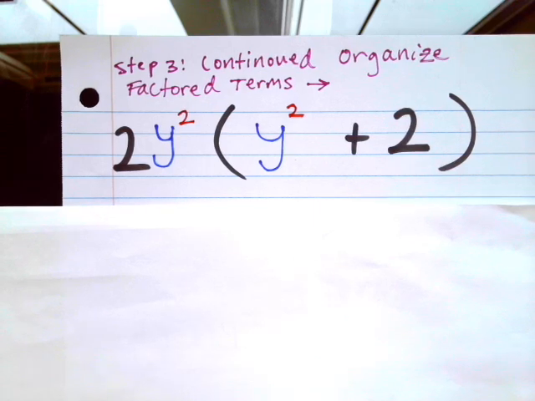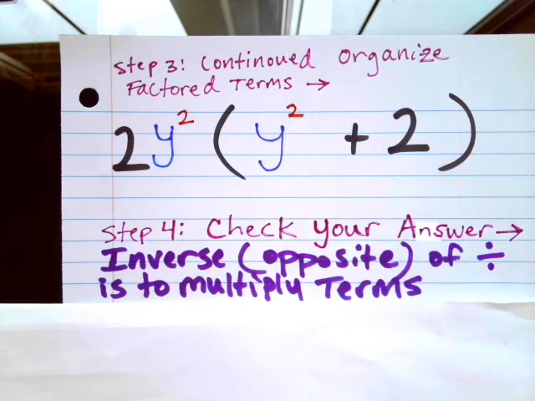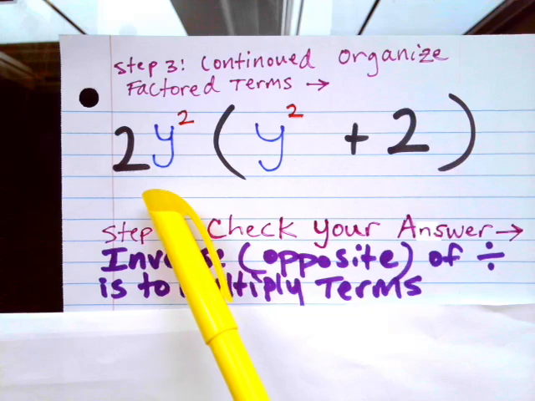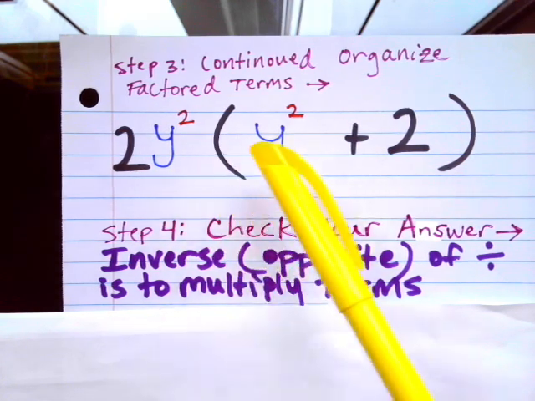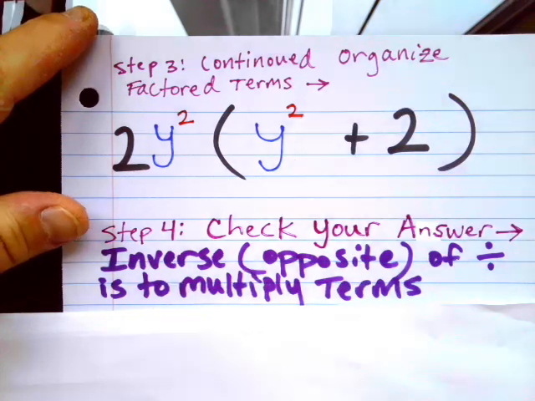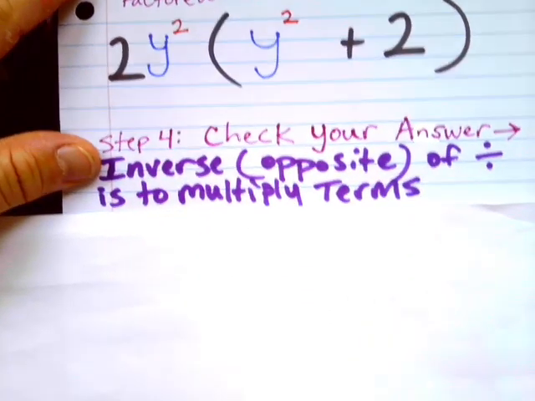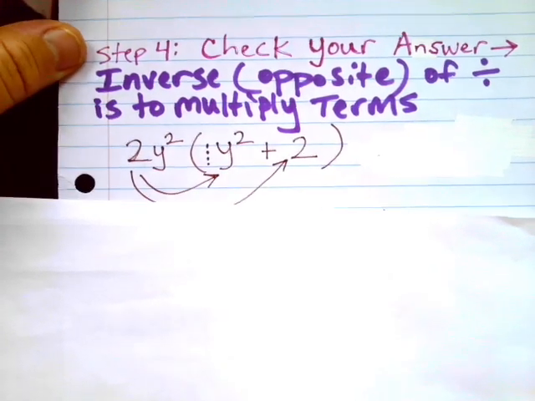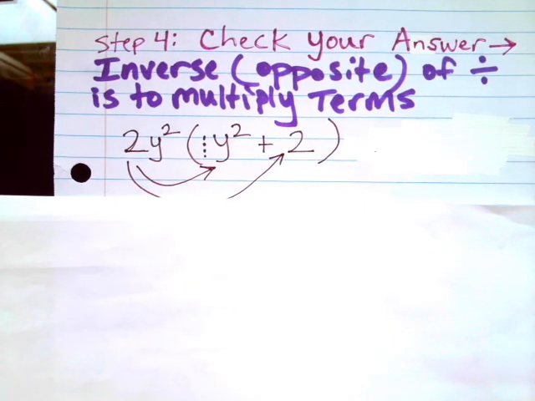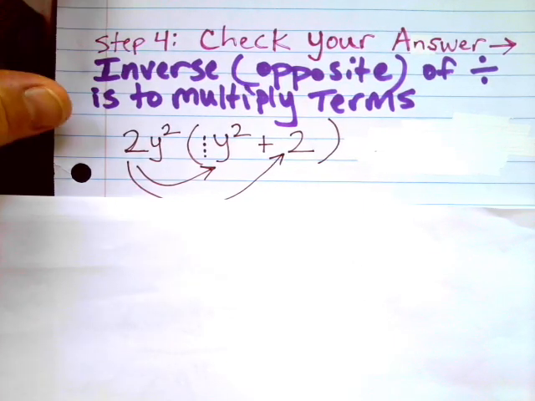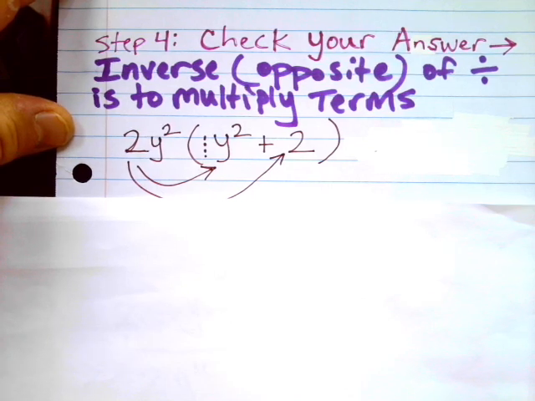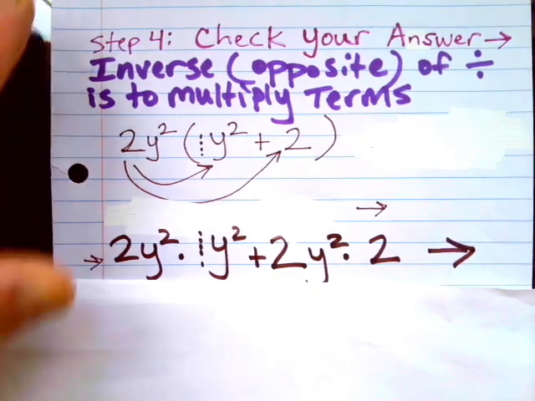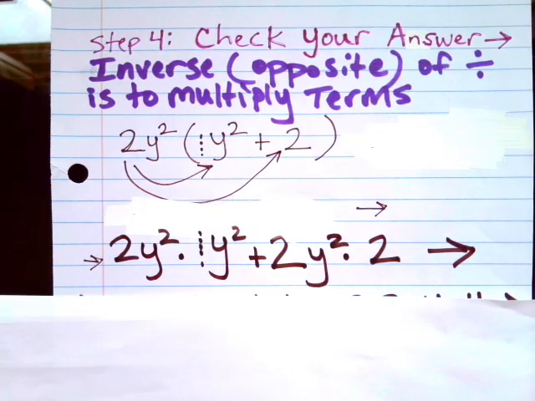Okay, now I would want to check my answers. In order to check my answers, I'm going to do the inverse, the opposite of division, and I'm going to multiply. I'm going to distribute that 2y squared times both of those terms. And if I end up with the same expression that I started with, then you know I did this correctly. I've gone into depth in showing you how to use the distribution property and how to use FOIL, so I'm going to go through this fairly quickly, but I'd be happy to continue to show you how to do this in further videos.